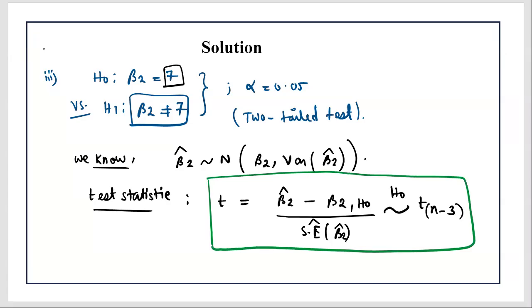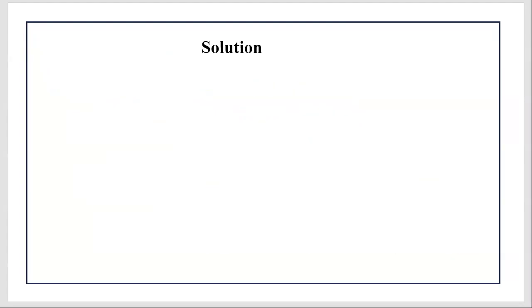In order to find out the test statistic T, beta 2 cap is already known to us. In the first part of the question, we have estimated the OLS estimator of beta 2 cap, that is done. We also know the population parameter value of beta 2 under H naught. So the only thing you have to find out is the standard error of beta 2 cap, and for that, you have to calculate the variance of beta 2 cap. So let us start by computing it.